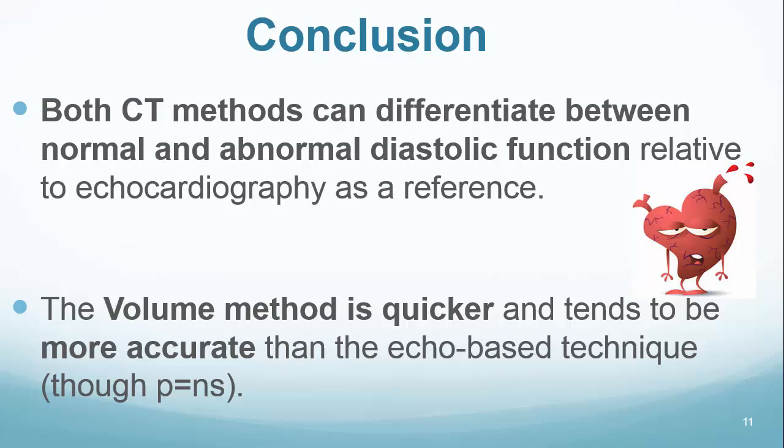In conclusion, both of the methods can differentiate between normal and abnormal diastolic function relative to echocardiography, but the volume method proved to be more time efficient and tended to be more accurate than the echo-based technique.